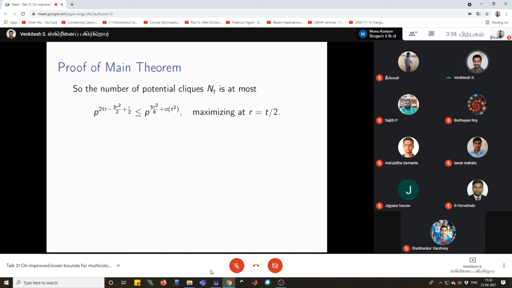But now, let me just upper bound it more freely. The quadratic expression attains a maximum. It turns out that if you apply usual calculus, it will attain a maximum at t by 2. Plugging in r equal to t by 2 gives me this final expression, phi t square by 8, plus some smaller order terms in t square. And this is my final upper bound that I'm going to use on the number of potential cliques.